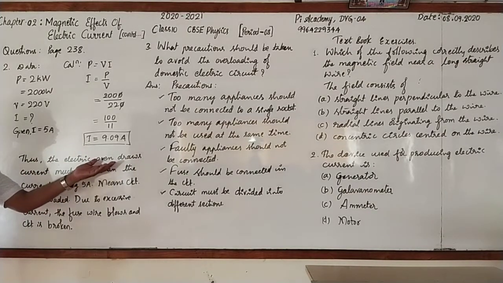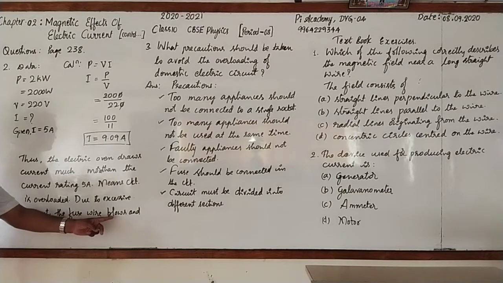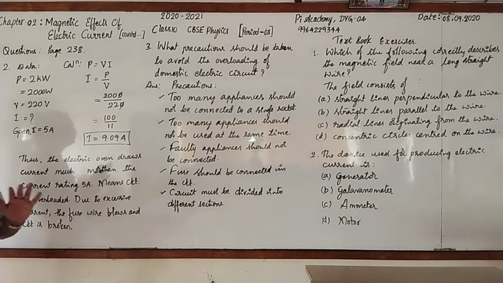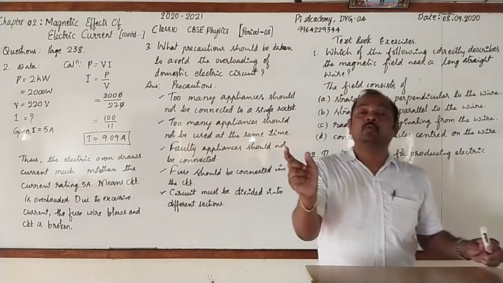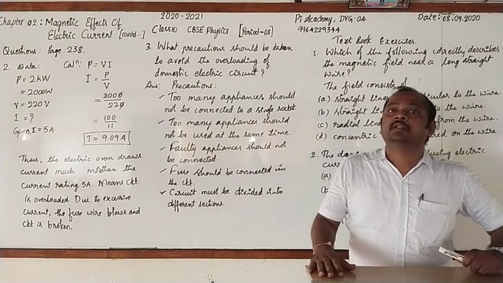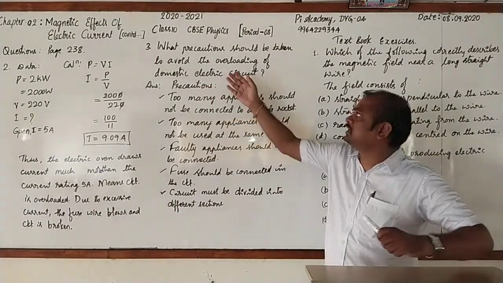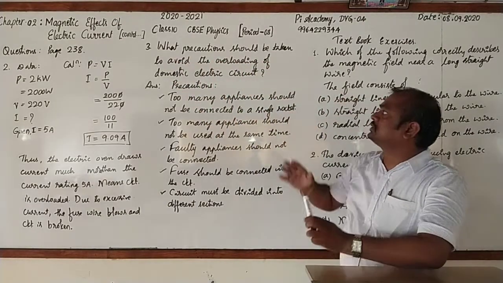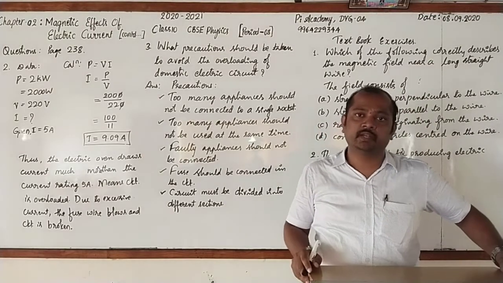The same thing has been written here. Please observe. The electric oven draws current much more than the current rating of 5 amps, meaning the circuit is overloaded. Due to the excess current, the fuse wire blows and the circuit is broken. Clear? Dear students, we are very familiar with the word overload, right? With respect to that, here we have another question. What is it? Observe this. What precautions should be taken to avoid overloading in case of domestic wiring?